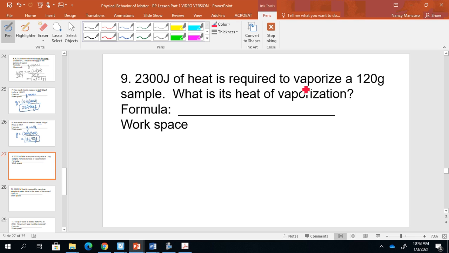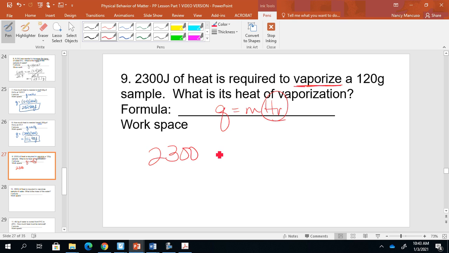2,300 joules of heat is required to vaporize. All right, what is the heat of vaporization? So Q equals MHV, and this time I'm going to solve for HV. That might be another good idea too. Every time you do it, you circle what it is you're solving.